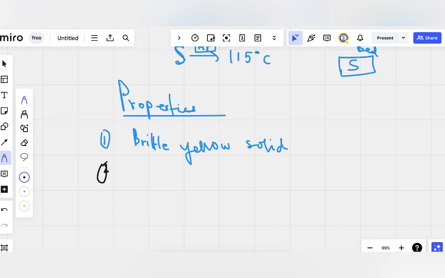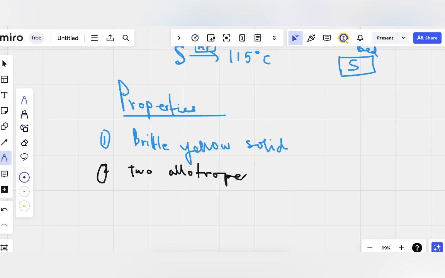Now let's take a look at the second property of sulfur. It has two different forms, or allotropes. Allotropes means the forms of an element. We say allotropes of carbon, diamond and graphite, for carbon as an element. Sulfur also exists in allotropy. It exists in two different forms, two allotropes of sulfur.